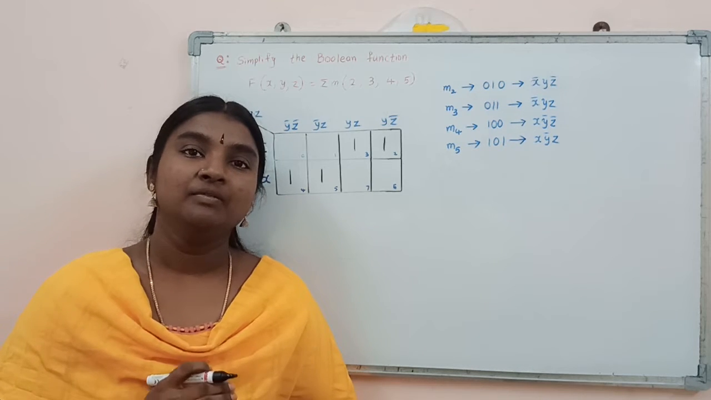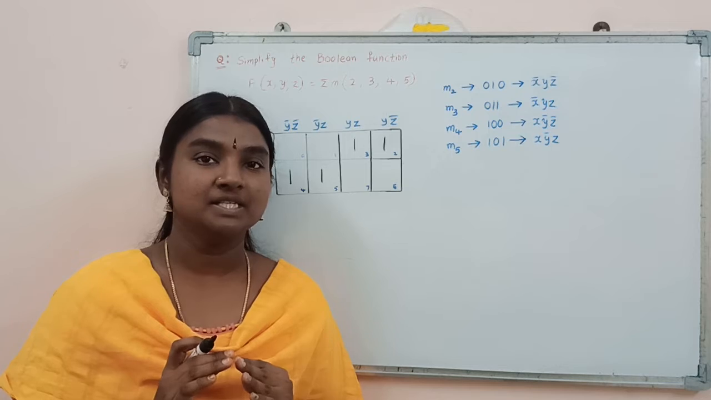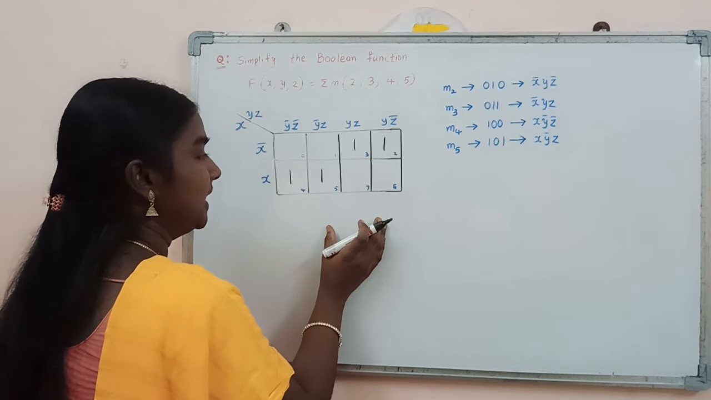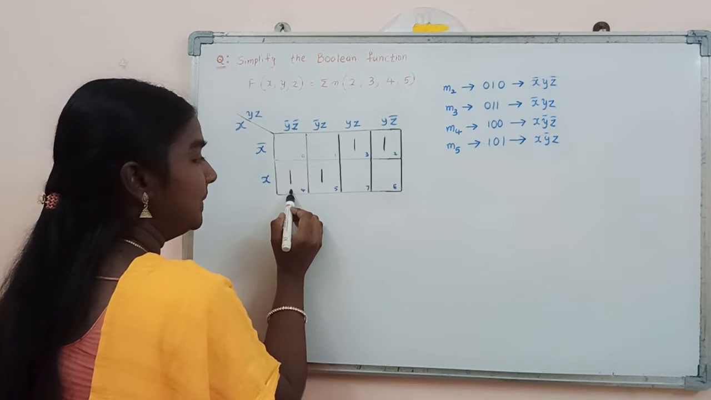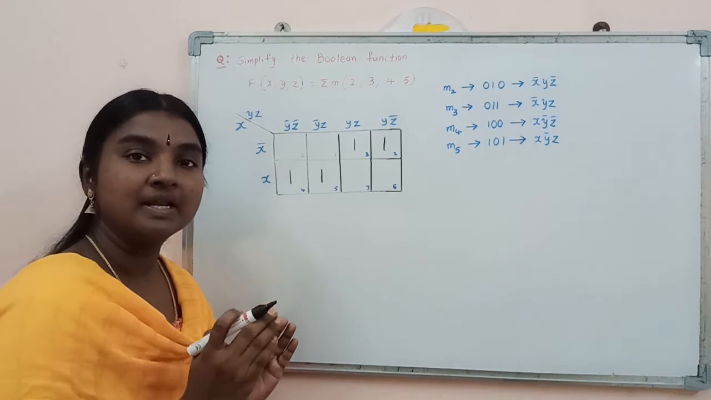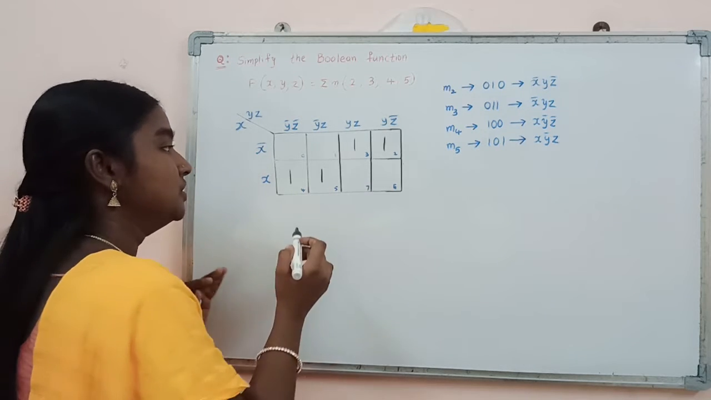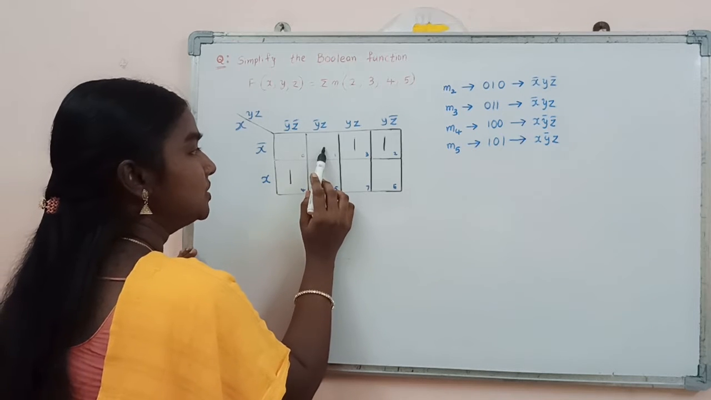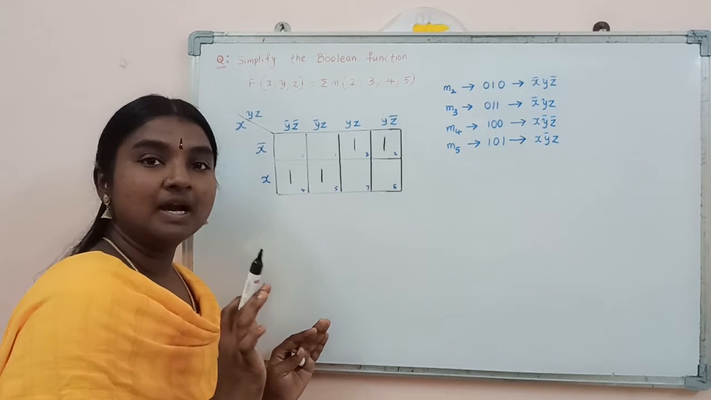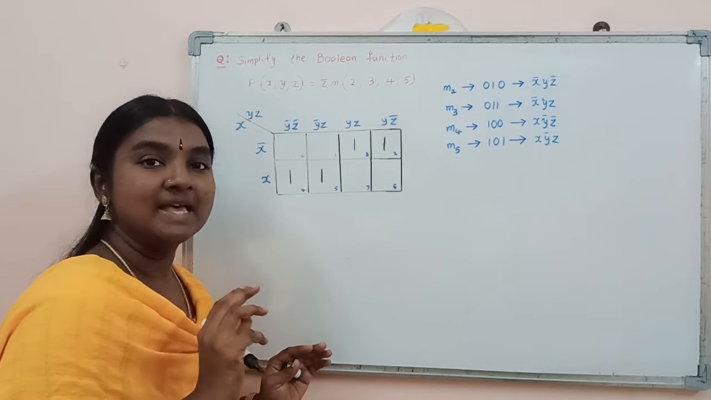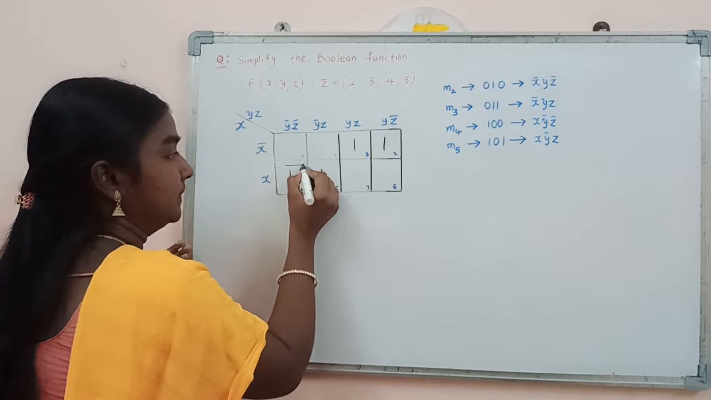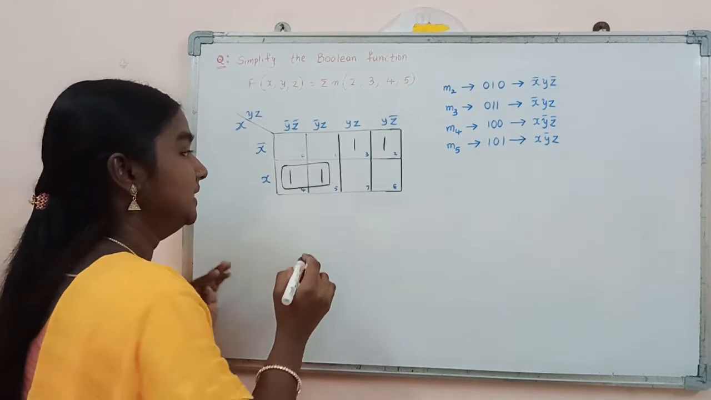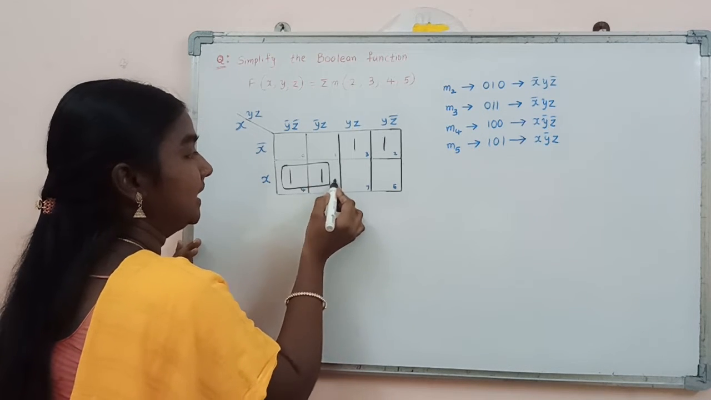Now secondly, we need to combine the adjacent squares in this three-variable K-map. If we see this K-map, the m4 minterm and m5 minterm squares are adjacent to each other. Coming to this m4, there is no 1 here and here also there is no 1. So we are combining only two squares as a group. So these two minterms are going to form one group, which is a rectangle.